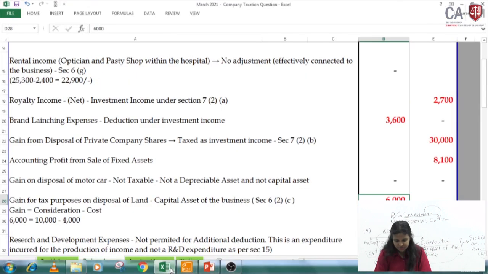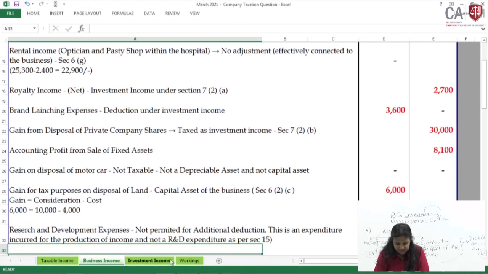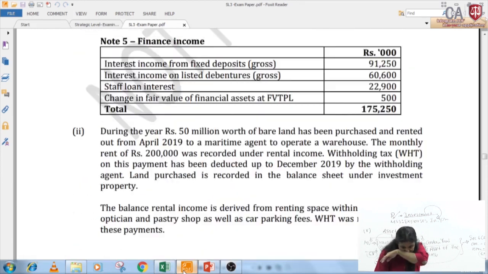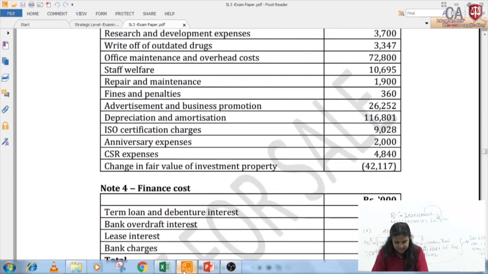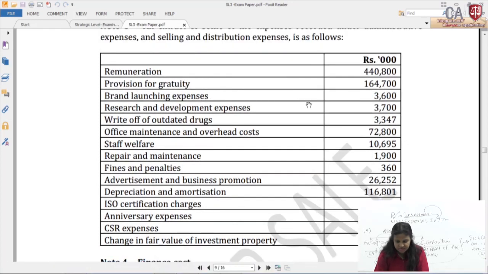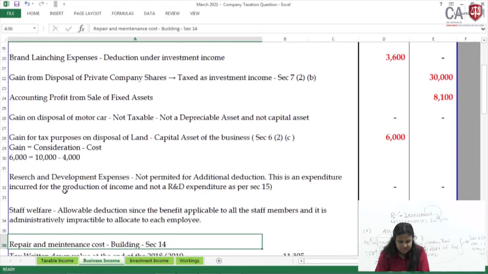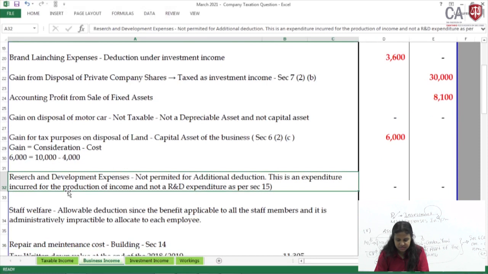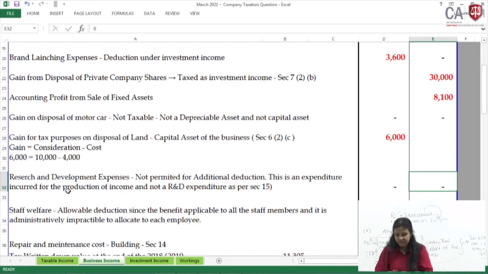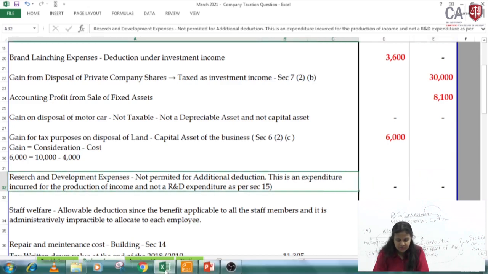Okay. Come to this, the research and development expenditure in the income statement. I will go through the income statement. In the income statement under administration expenses, research and development expenses of 3,700 is there. It should be an allowable deduction, but the double deduction is not available. Research and development expenses not permitted for additional deduction. This is an expenditure incurred for the production of income and not R&D expenditure as per section 15. Okay. Then I have explained why it is not a permitted deduction under section 15. Since it has been deducted once, again you don't have to do anything. Okay. Then we will go for the next adjustment quickly.